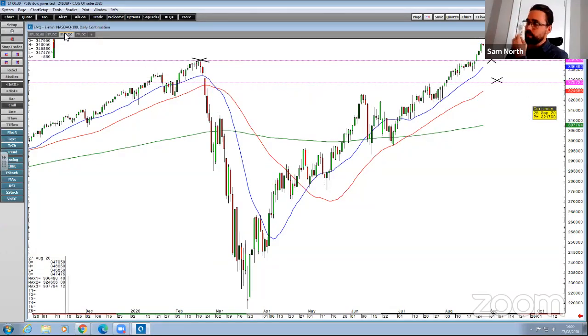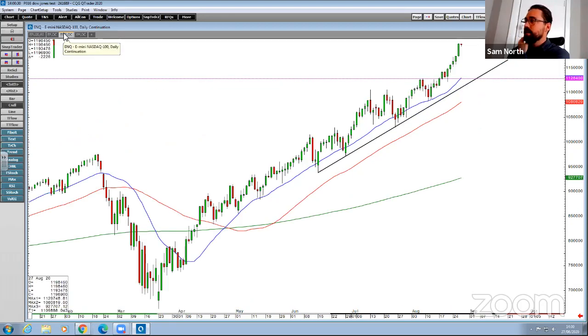Moving on to the Nasdaq, the market that just can't really go down at the moment. Worth obviously having that 21-day moving average on as well.